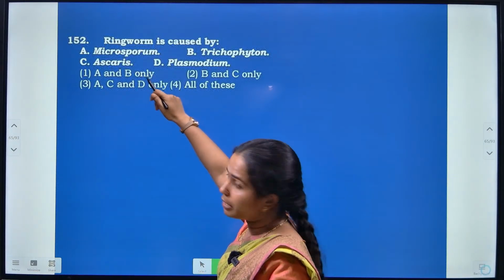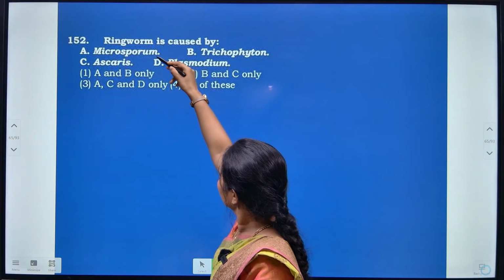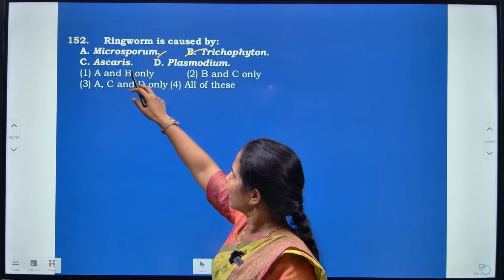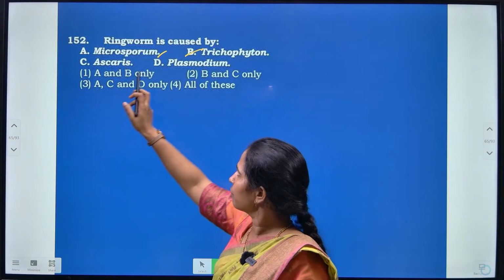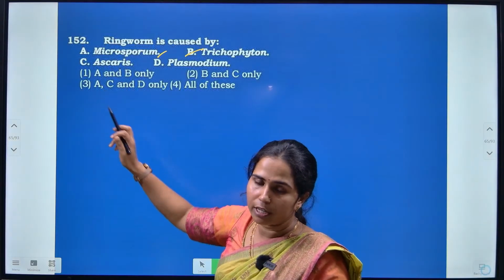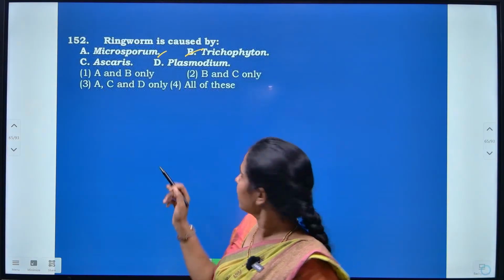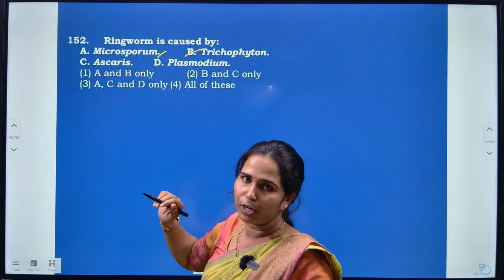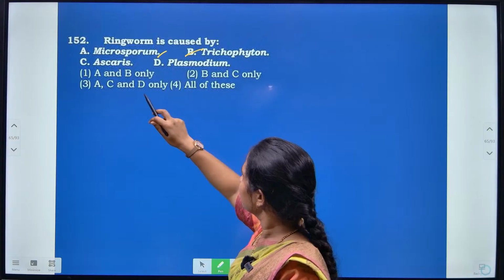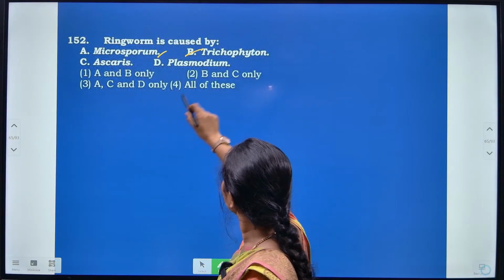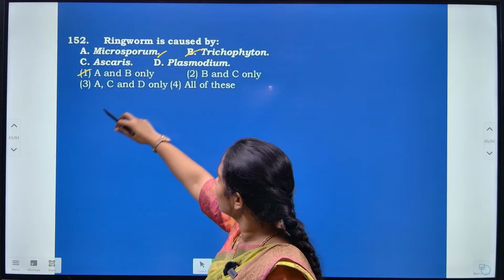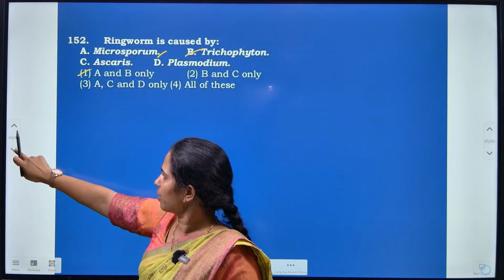So Microsporum, yes, I told you right now it is caused by Microsporum, and it is caused by Trichophyton rubrum too. Ascaris is not going to be caused by the fungal or ringworm. Ascaris lumbricoides is going to cause ascariasis here, and Plasmodium vivax is going to cause the malarial disease here. So option A and B are the two here. So A and B, yes, they are the correct causative agents here.